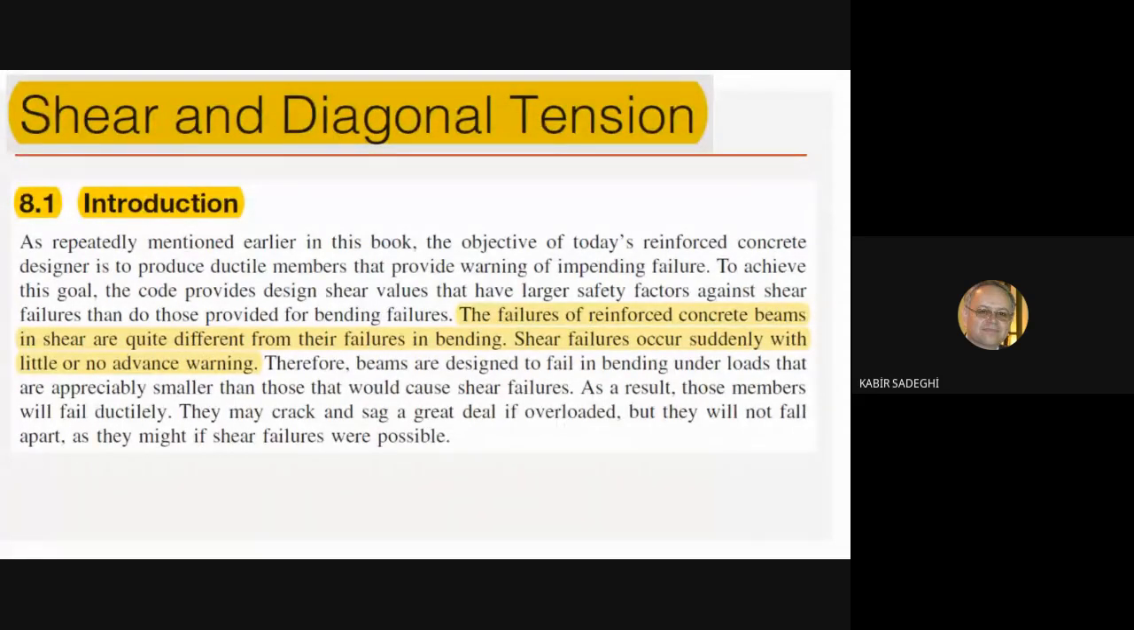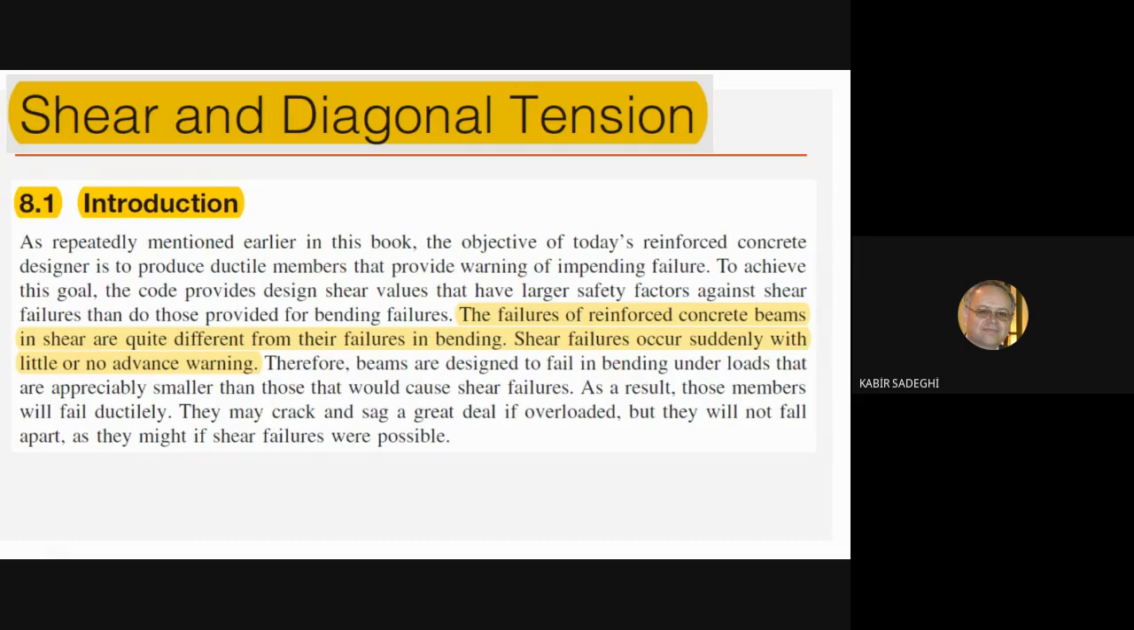Shear and diagonal tension. You know, at the supports we have the diagonal tension. The cracks are at 45 degrees, and the tension is there. Therefore, the failure of reinforced concrete beams in shear is quite different from their failures in bending. Shear failures occur suddenly with little or no advance warning.